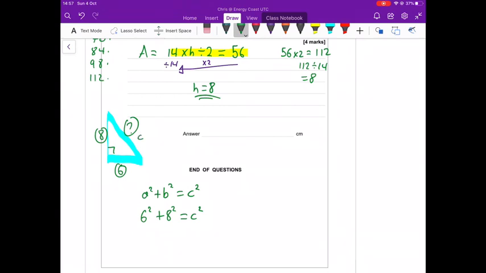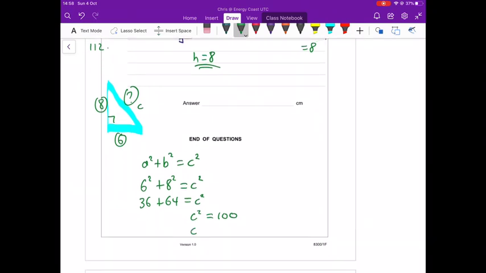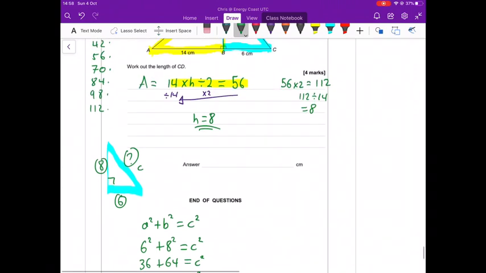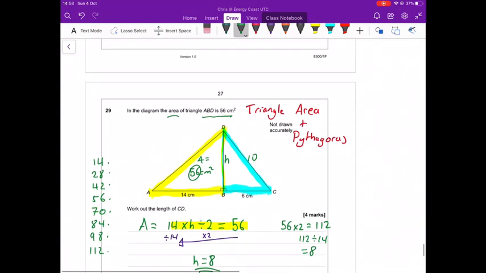I'm going to call C the long side. 6 squared is 36, add 8 squared is 64, equals C squared. Add these two numbers to get that C squared is equal to 100. Something squared is 100, so what is the something? I need to square root. What do you times something by itself to get 100? And the answer is 10. So how long is that side here from C to D? It's 10, that's what it wants.